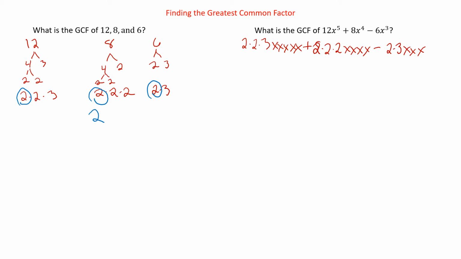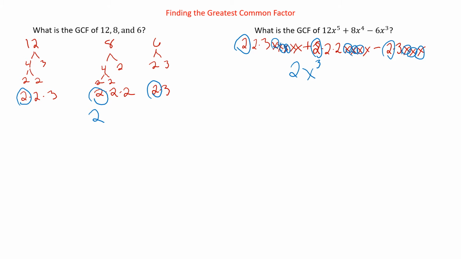So what do they have in common? Well, they had that 2 that we saw earlier, and then they have x's. They have one x here, then another x, and then another x, all in common. And so they had the 2, and they had 3 x's, so that would be x cubed.